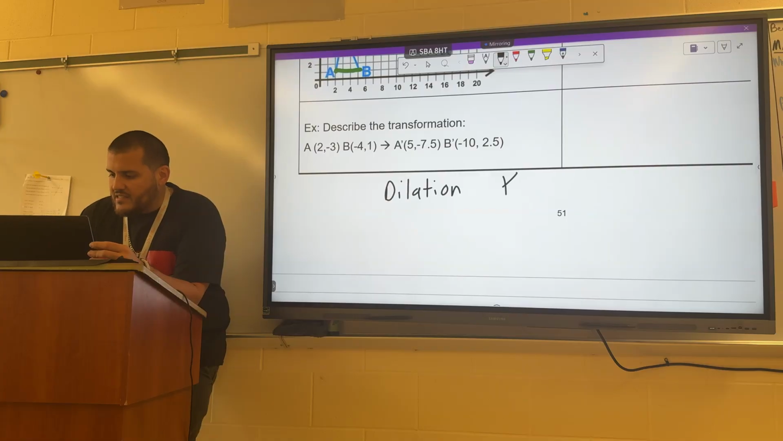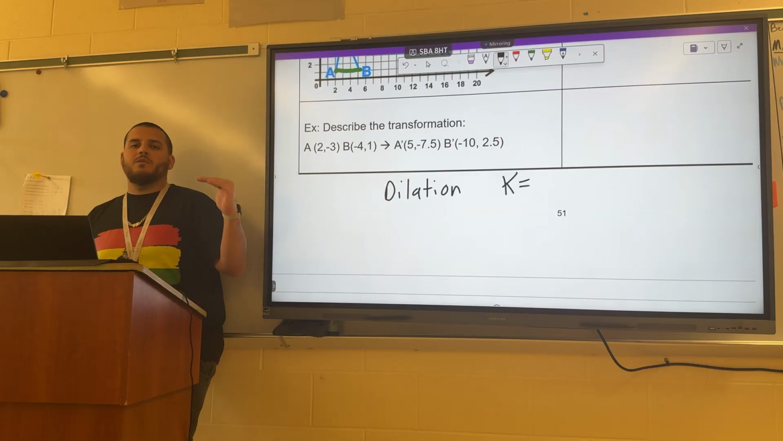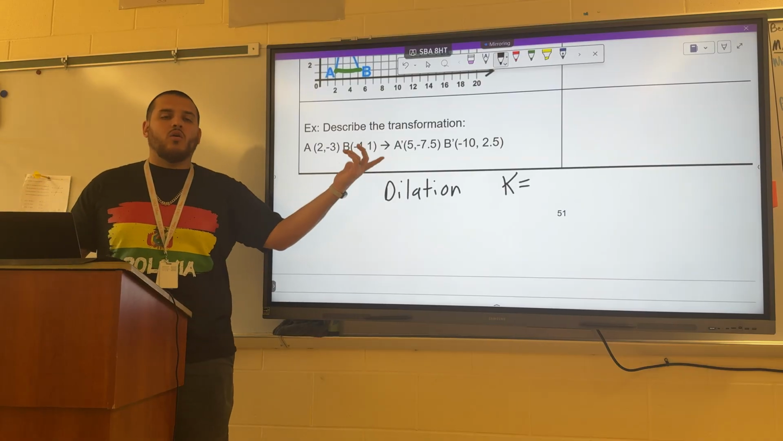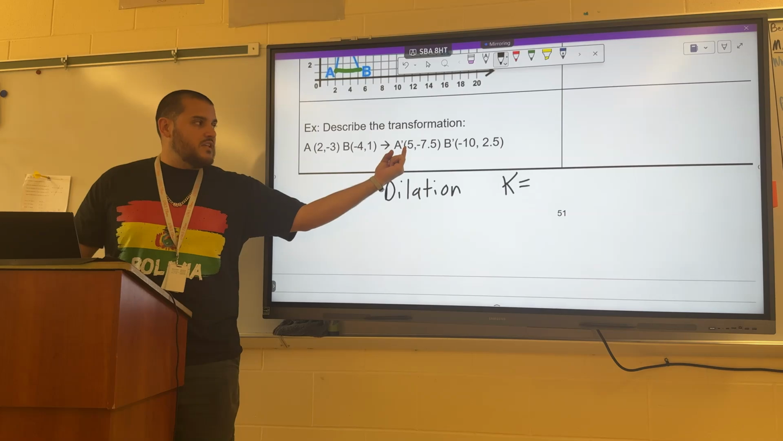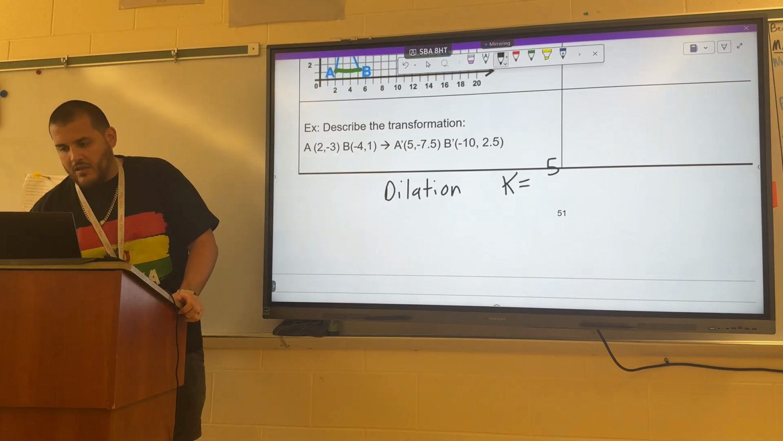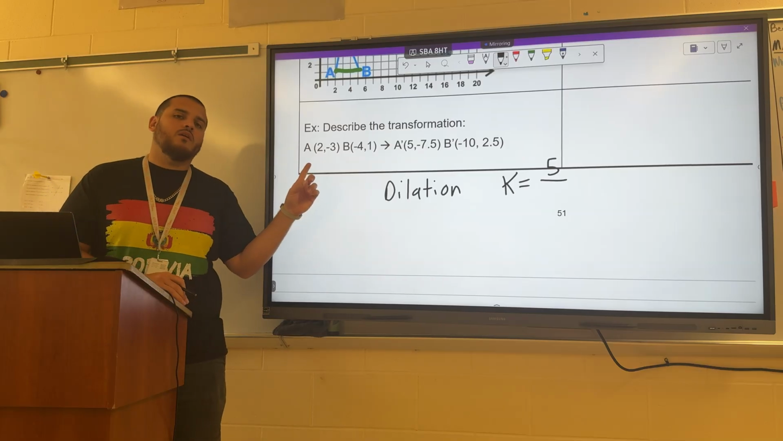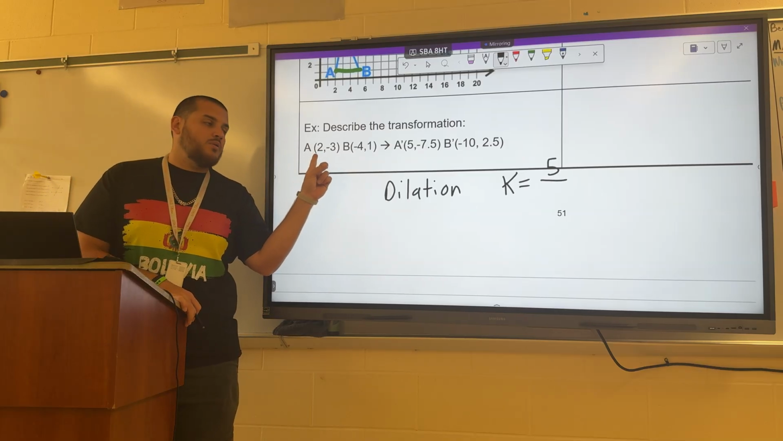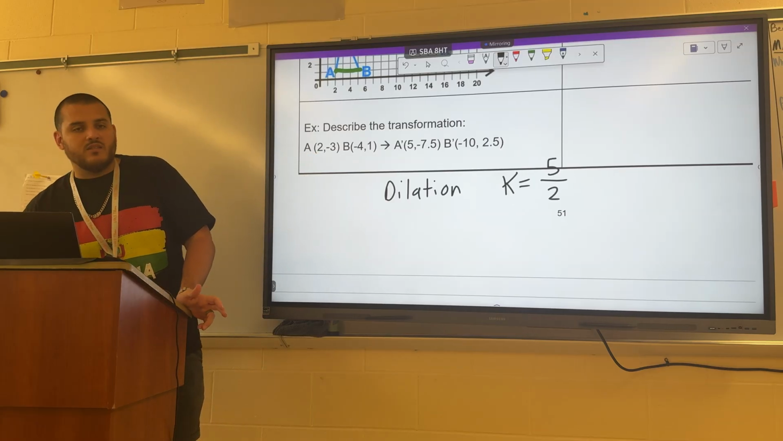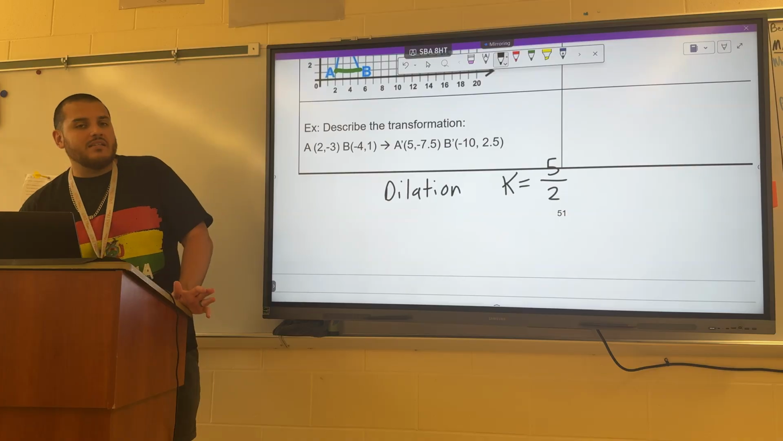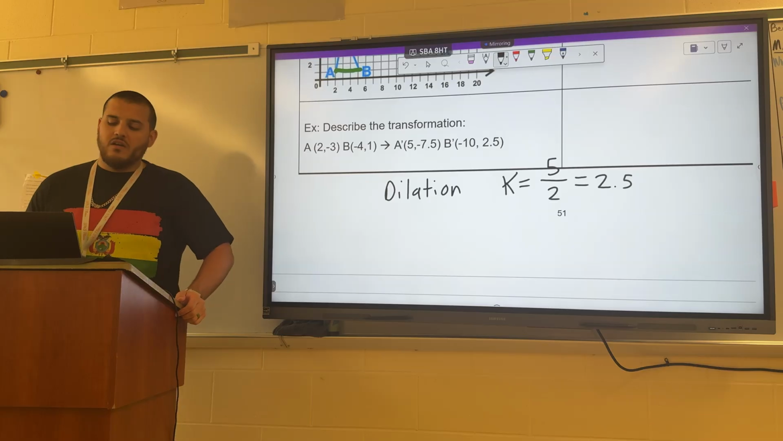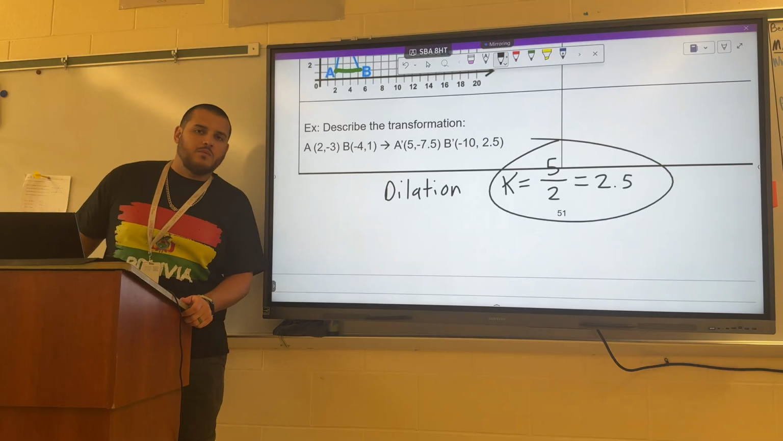And remember, finding the scale factor is just going to be something from the image over something from the pre-image. And for this kind of scenario, I can just take a coordinate to figure this out. For example, my x-coordinate on A prime is +5, so that's something from my image. And I can put that over the corresponding coordinate from my pre-image. The x-coordinate for point A on the pre-image was +2. And that gives me my scale factor. I could keep it as that fraction, 5/2. I could write it as a decimal, 2.5. Either of those would be acceptable.